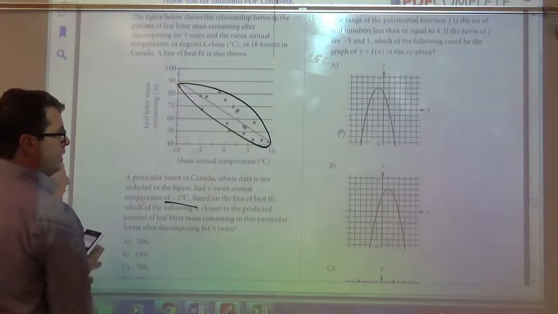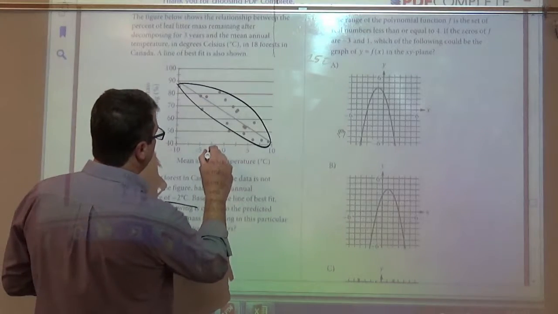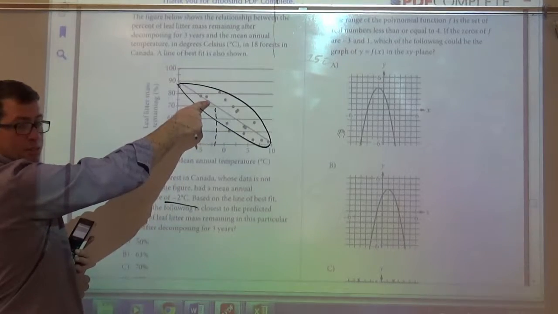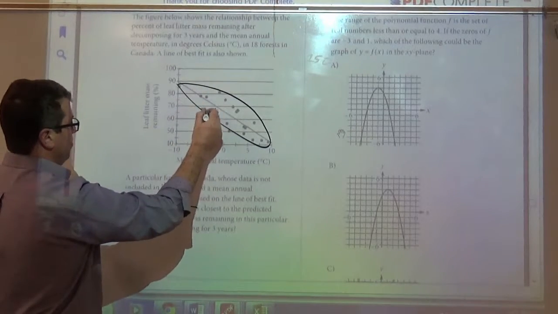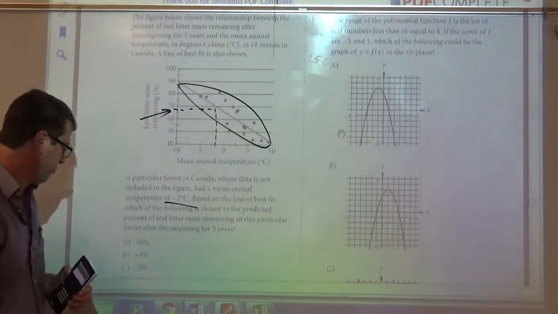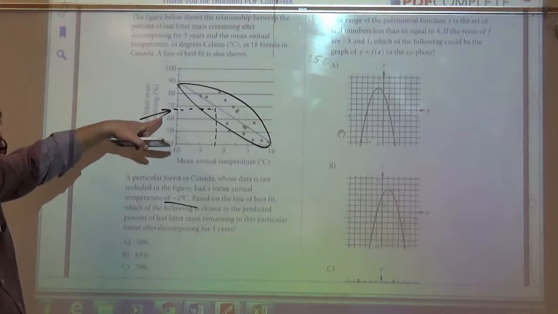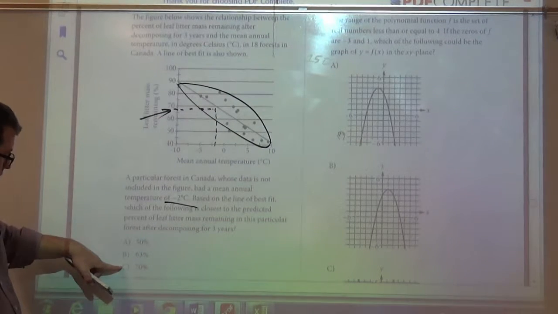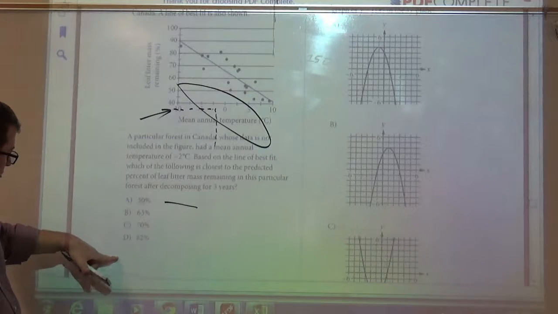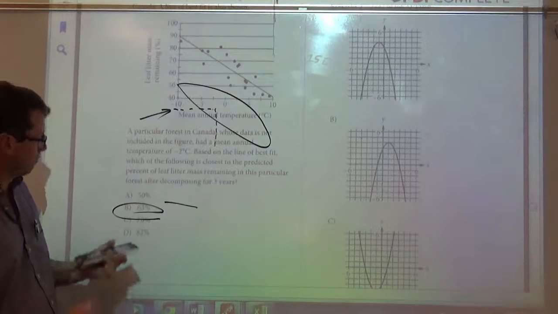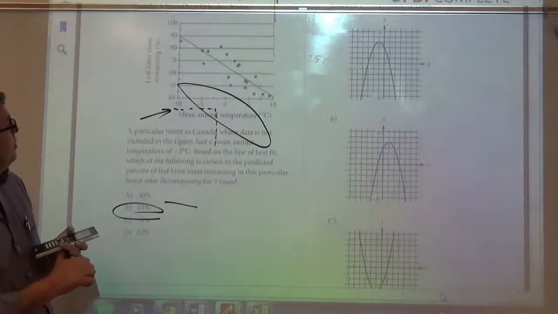And they want to know at -2°C, that's right about here. I want my answer to be in the middle of the circles. So I go up, I go over, I want something around there. So between 65 and 70. Let me scroll up a little bit so we see D. Alright, let's go with B, 63%. So we wanted something in the mid-60s.